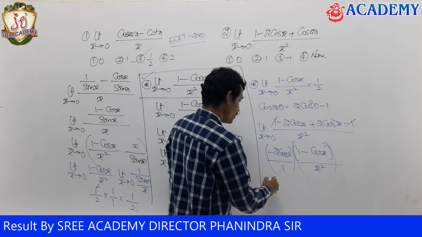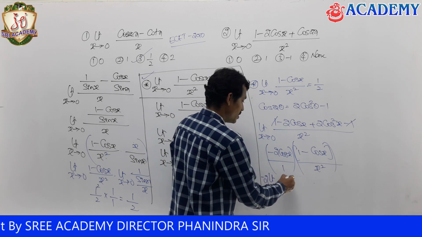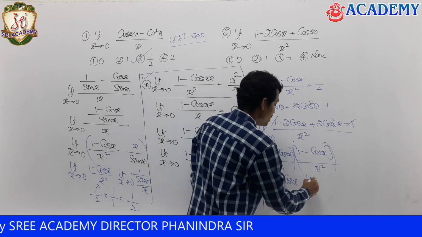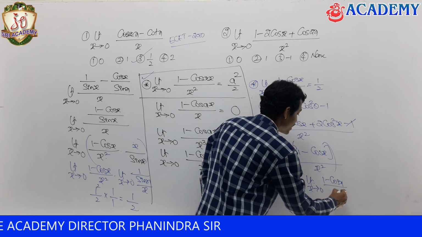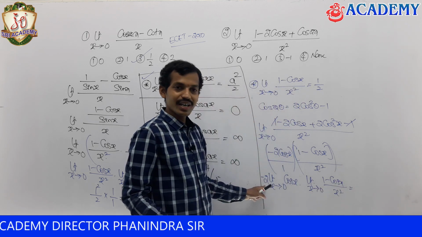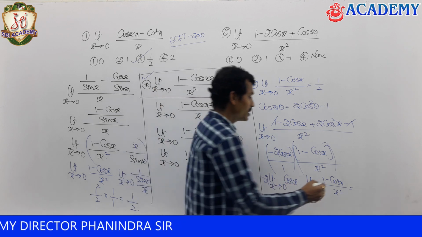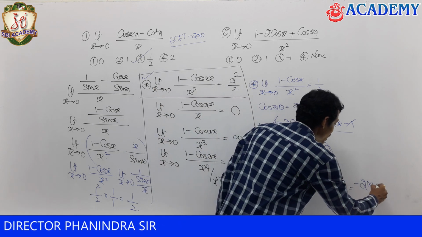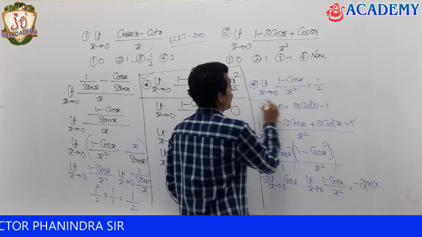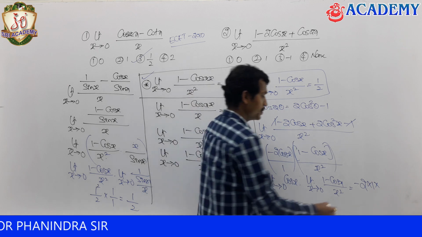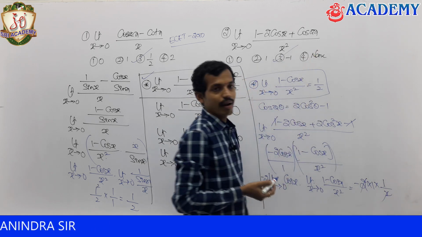Now if you apply the limit to this function, limit x tends to 0 of minus 2 into cos x, and the other is limit x tends to 0 of (1 minus cos x) divided by x square. Minus 2 is already there. If you apply, cos 0 is going to be 1, that is minus 2 into 1 into (1 minus cos x) by x square, which is the same, 1 by 2. The 2s cancel, and the answer is going to be minus 1.